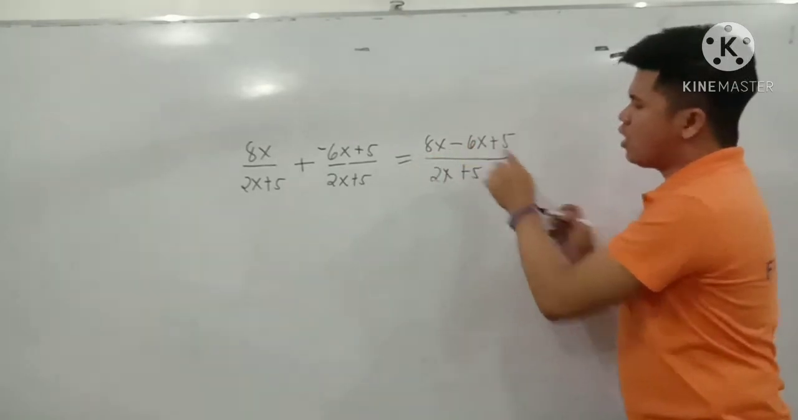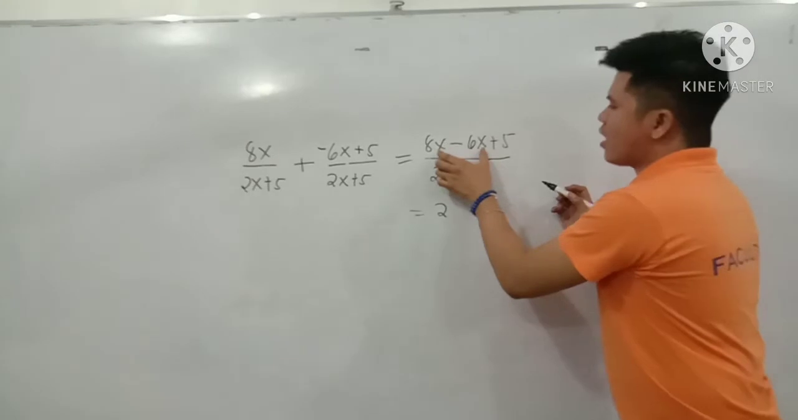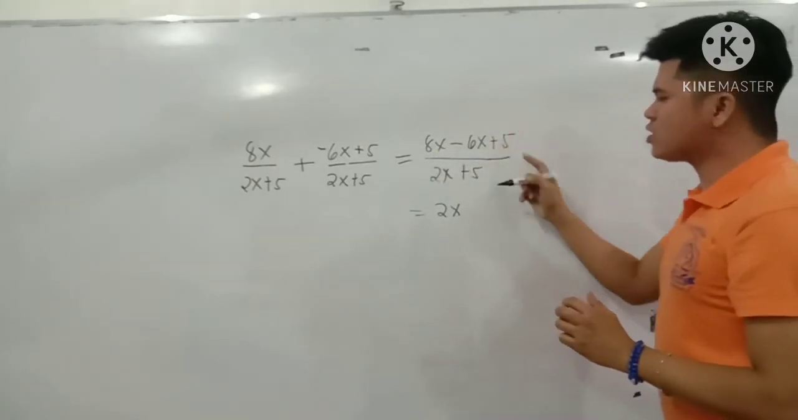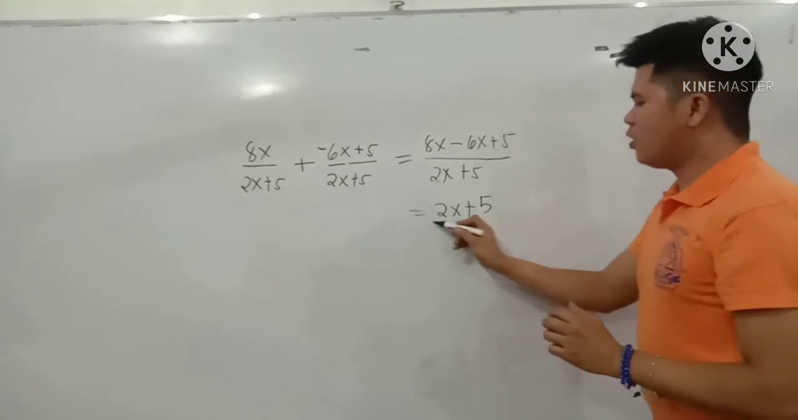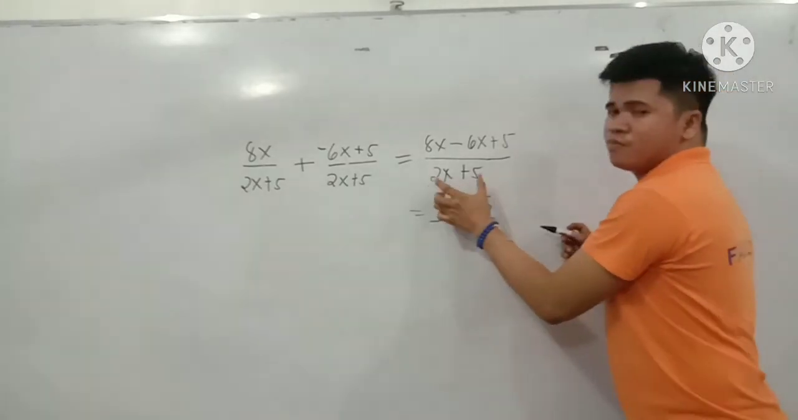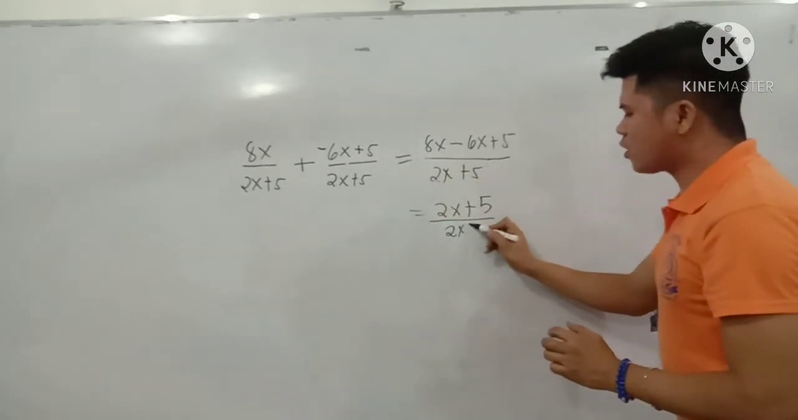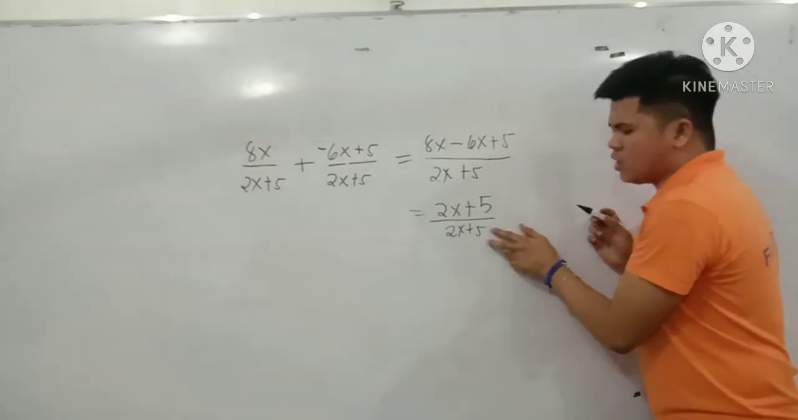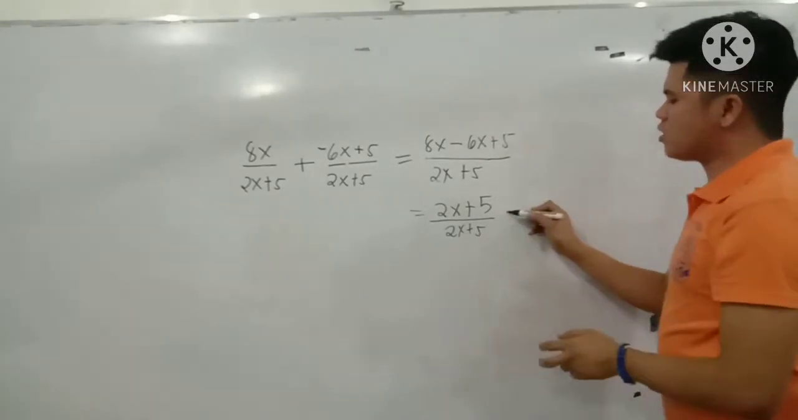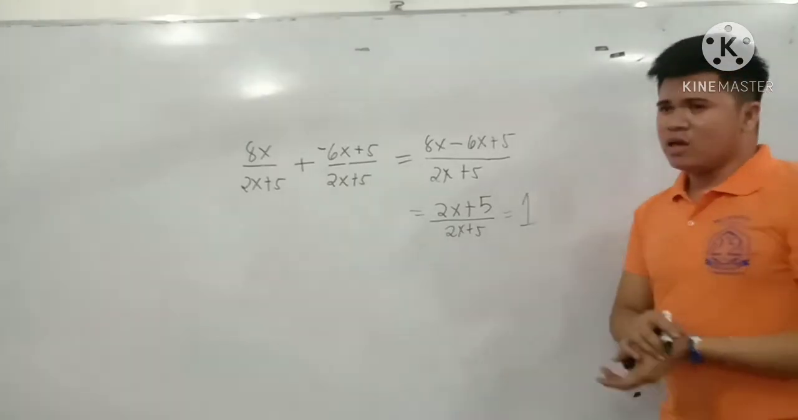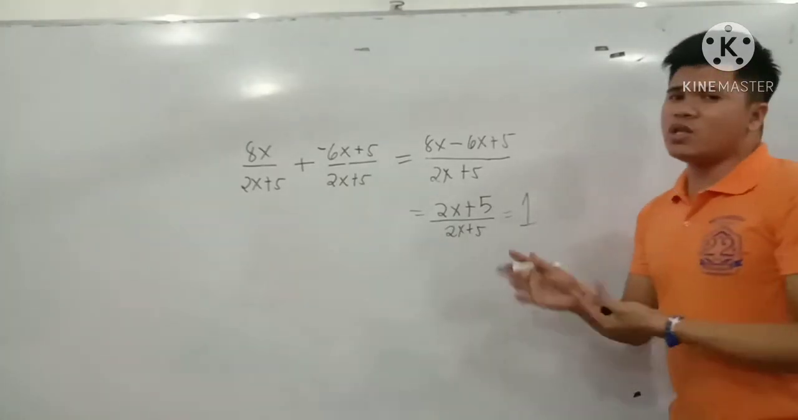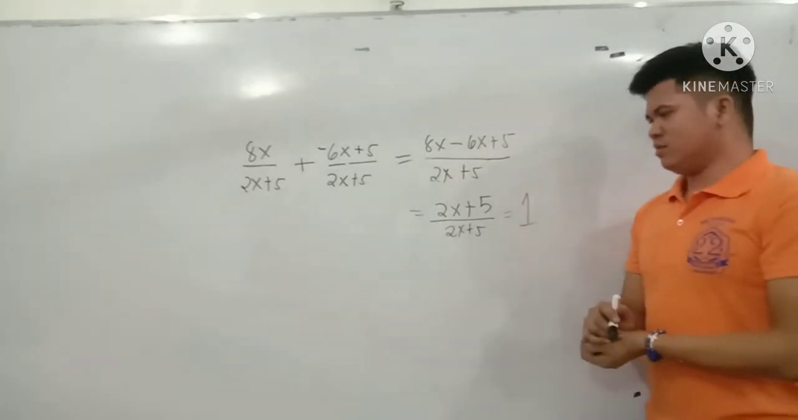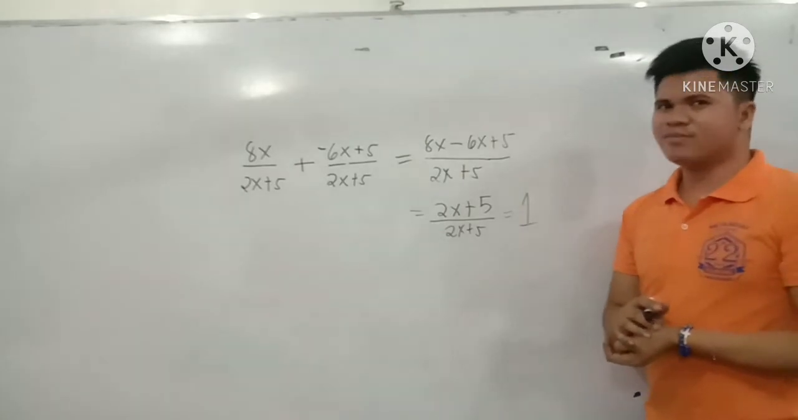8 minus 6 will give us 2. Then copy the common variable x. Then just copy the constant positive 5. Then over, copy the denominator 2x plus 5. Then, if you observe, our numerator is equal to the denominator, that means this is equal to 1. Am I right? In dividing a number by itself, the quotient is always 1. I hope this is clear.